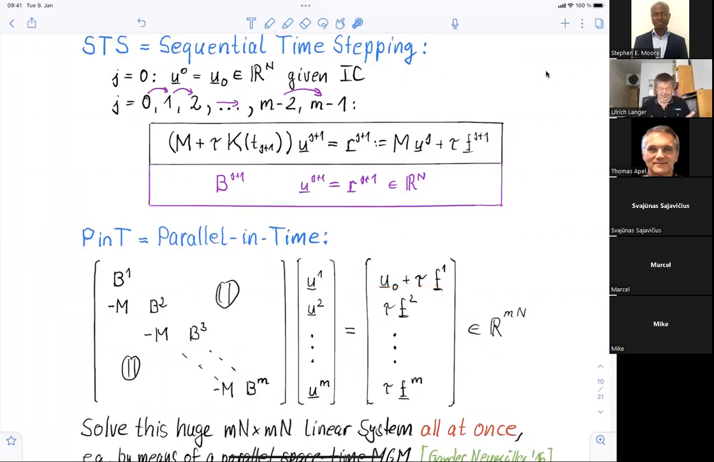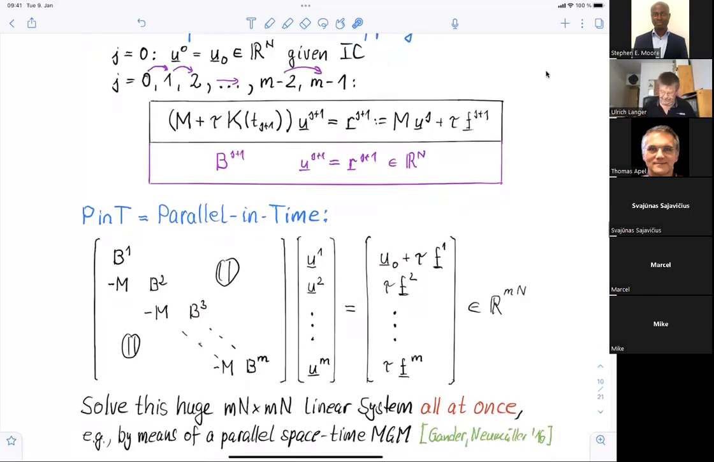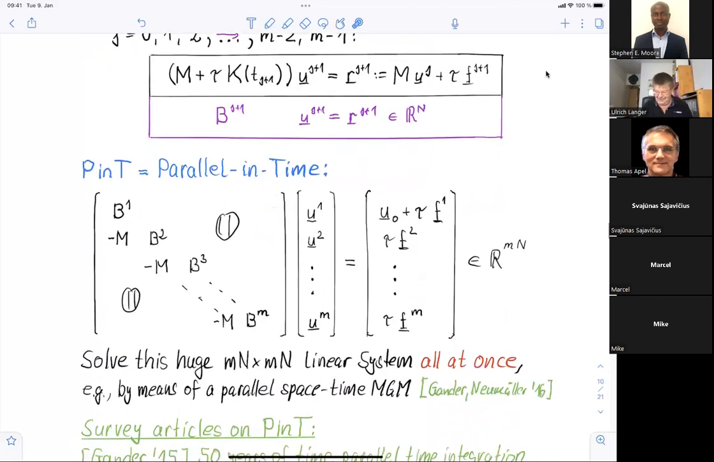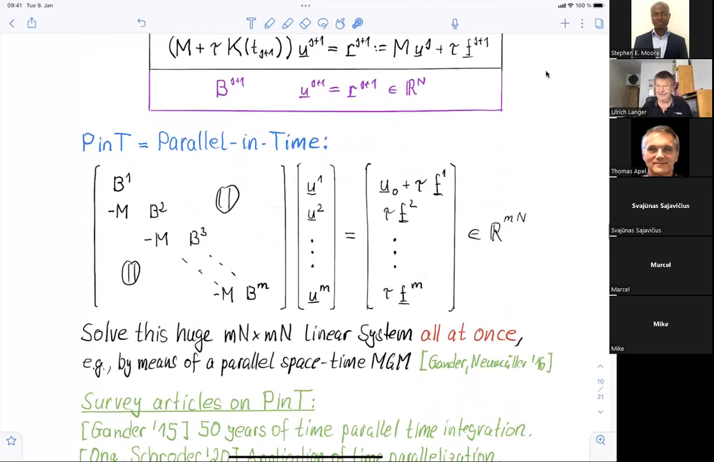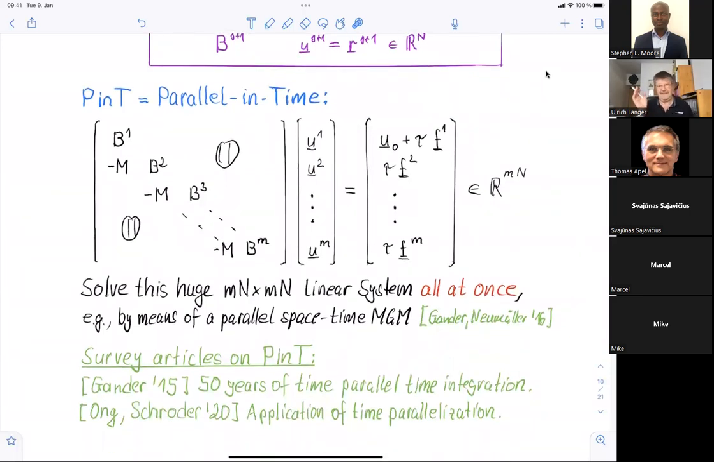So now you do the crazy thing: you look at this big system and use a method for solving this big system all at once, for instance the multigrid method. There's a nice paper by Gander and Neumüller, but people started it a long time ago in connection with ODEs, by the way. With PDEs, for instance, Wolfgang Hackbusch proposed a method in 1984 or 85 for solving this system by a multigrid method. And Gander and Neumüller did this also by multigrid methods.